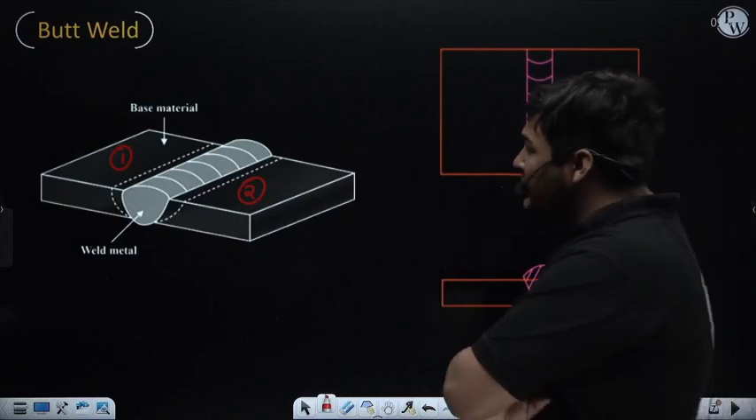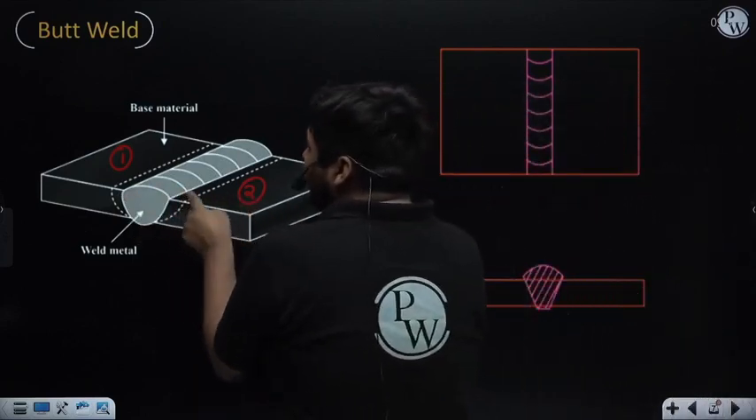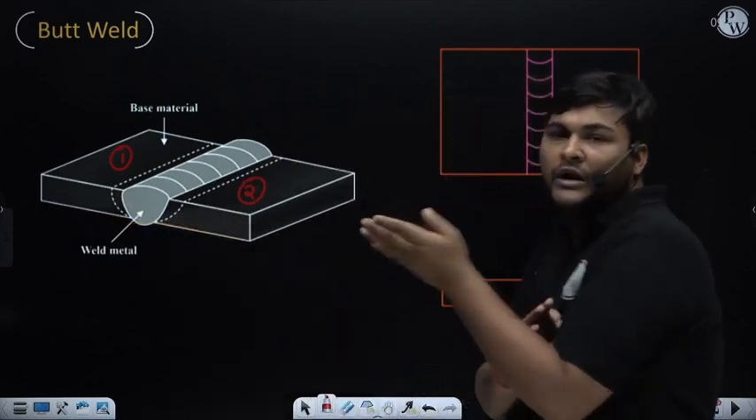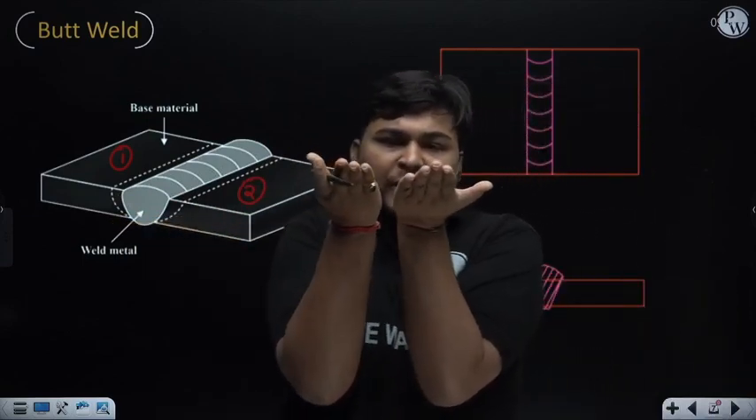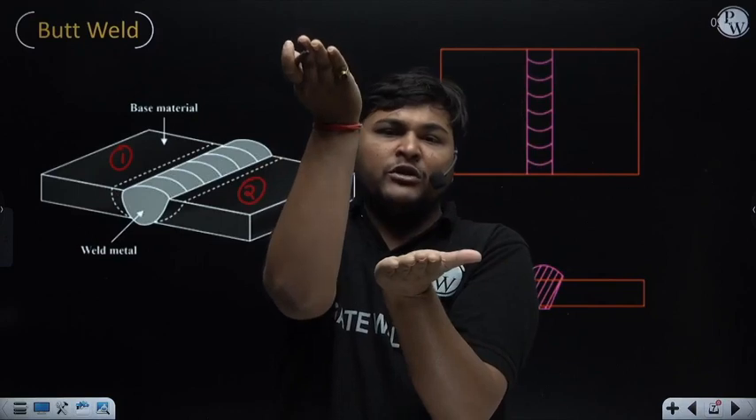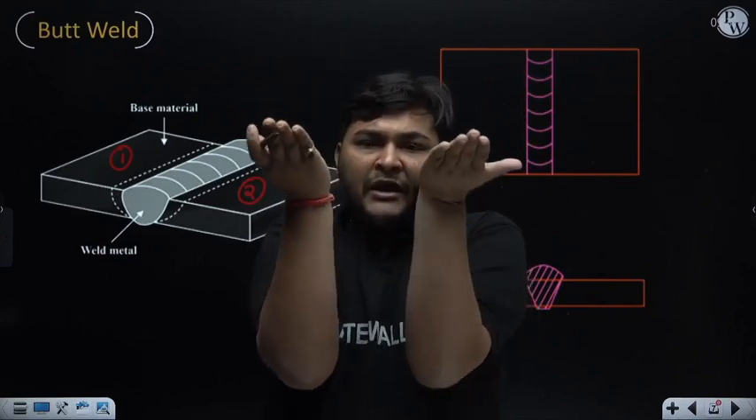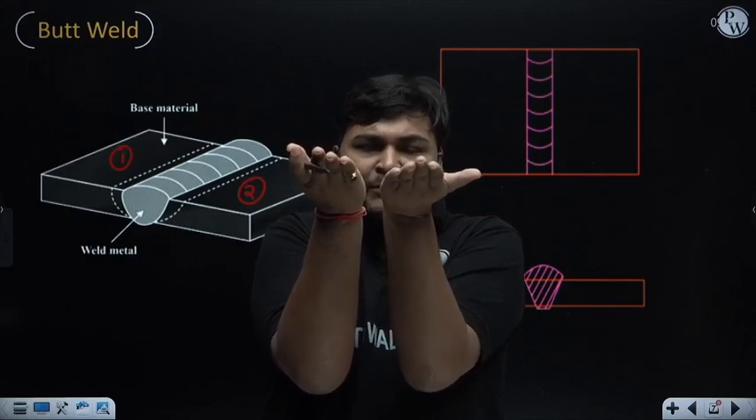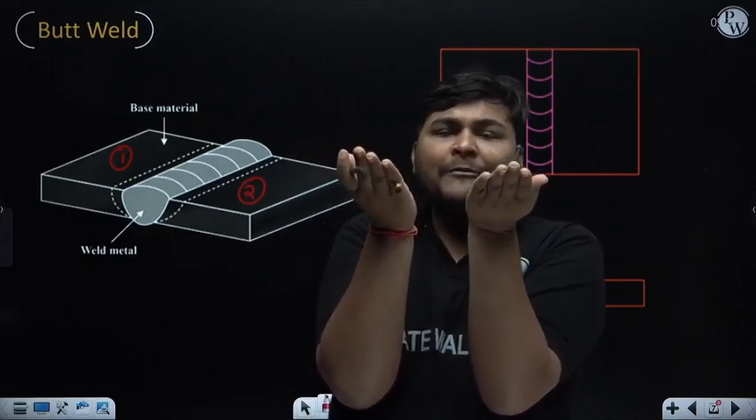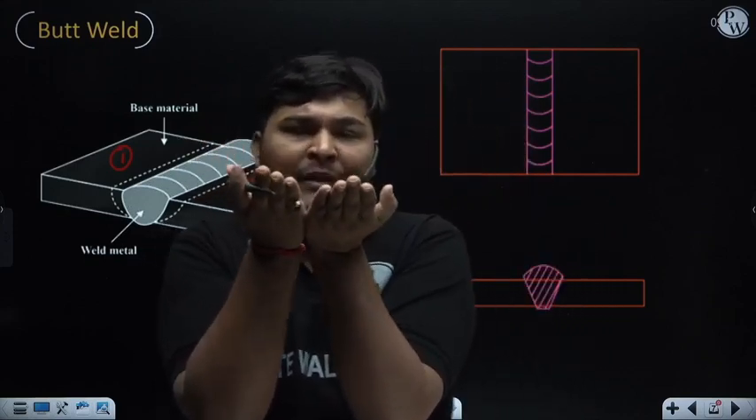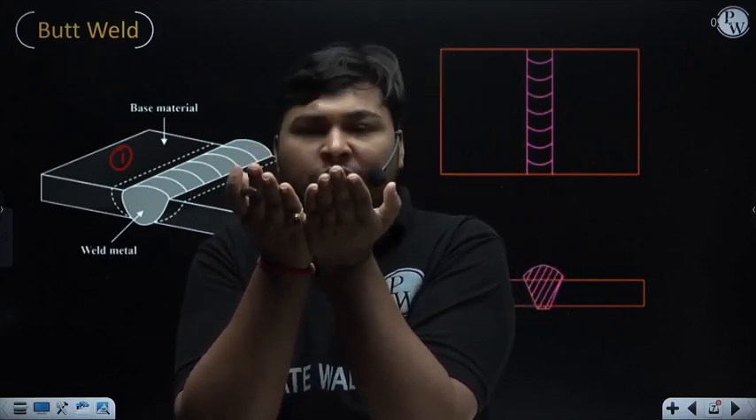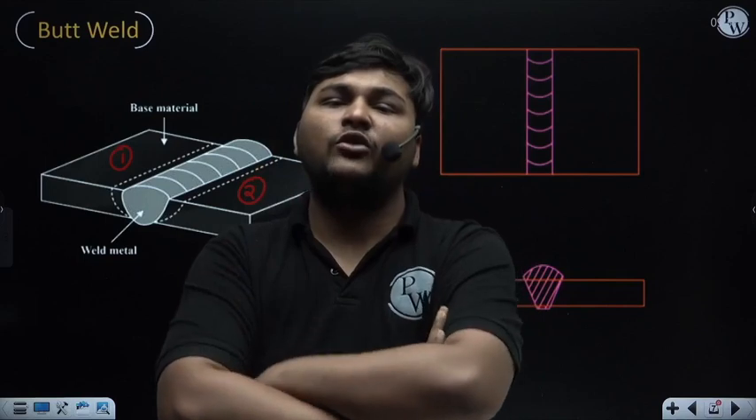Here you can see, we have kept plate 1 and 2 in the same plane. Suppose this is plate 1, this is plate 2. If plate 1 is this and plate 2 is this, they are not in the same plane. But if plate 2 is in front of plate 1 like this, it is in the same plane. Now if we have kept plate 1 and 2 in the same plane, and then we are joining plate 1 and 2 through a welded joint, then that welded joint is known as a butt weld.